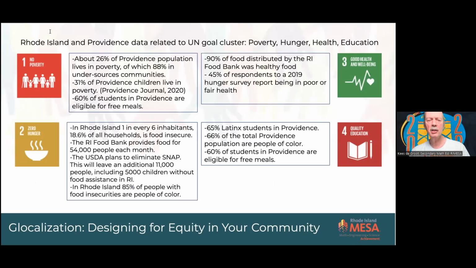So here in Rhode Island Mesa, we have decided that we're going to look at these 4 UN goals for next year. We're building this. We certainly do not have a complete curriculum, but we do have some ideas of where we want to go. I also want to explain to you that we exist exactly 1 year. We became part of MESA USA last year this time.